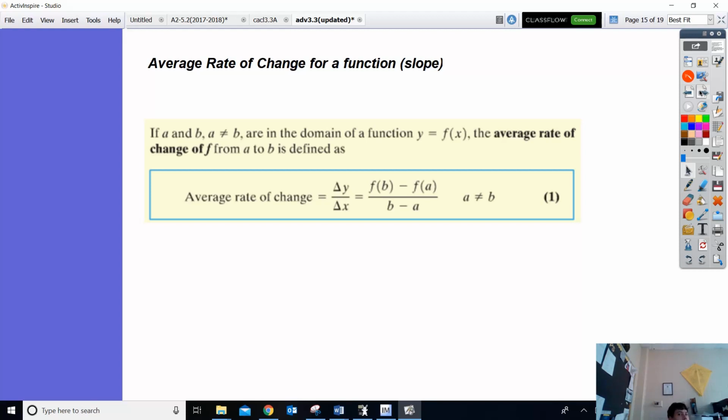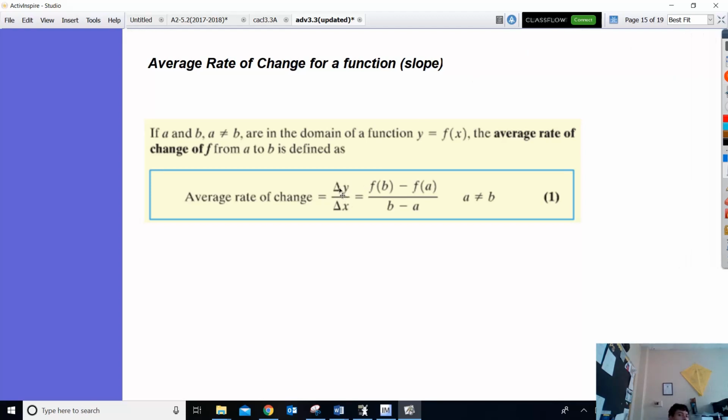All right. Here is average rate of change for a function. Of course, you guys know what average rate of change is. Anyways, there's some funky notation here. This delta y and delta x, you know what delta means? It's a Greek letter. It means change in mathematics. It says the average rate of change is the change in y over the change in x. Well, what is that? Change in y over change in x is slope, kids.